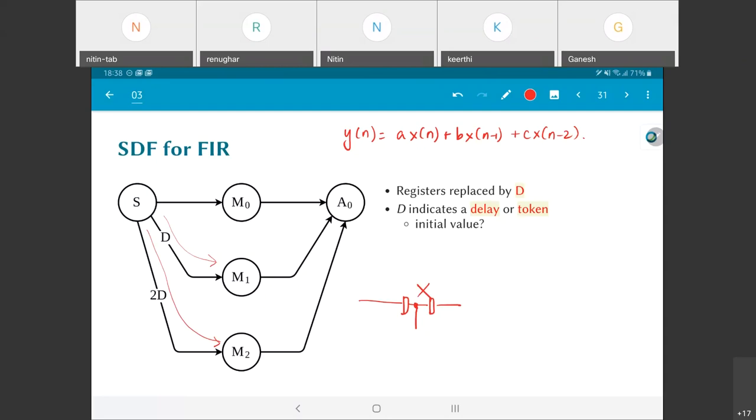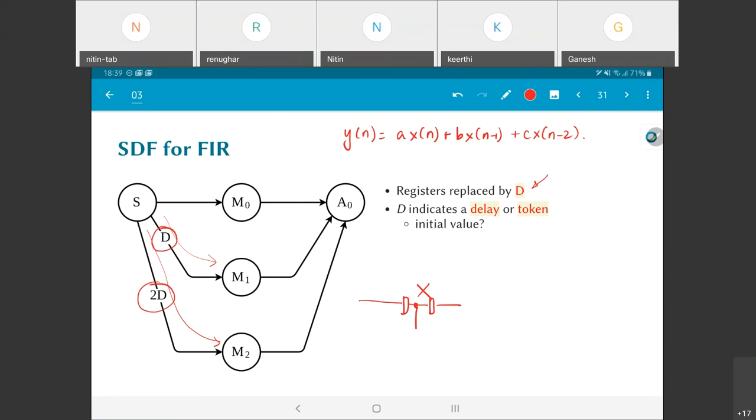Of course, the registers themselves have now been replaced by the letter D. So we have this D element over here and 2D over here. What does the D indicate? The reason I'm replacing it with D rather than the rectangle indicating a register is to make it clear that we are no longer talking about a physical register at this point. This D element simply indicates that there is a one sample delay between S and M1.